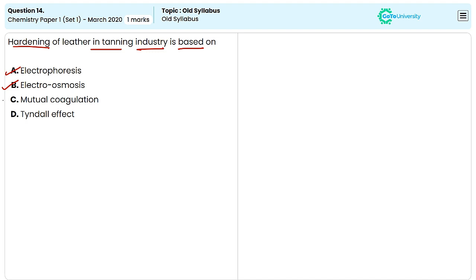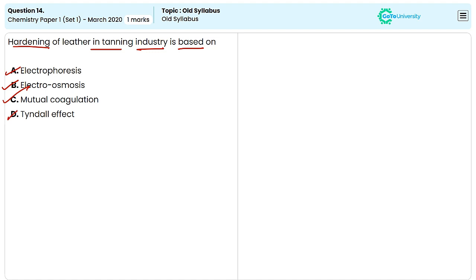The third one is given as mutual coagulation. This refers to the process where two different types of colloidal particles with opposite charges come together and neutralize each other. This leads to their aggregation and precipitation. This results in the settling out of the particles from the colloidal dispersion.